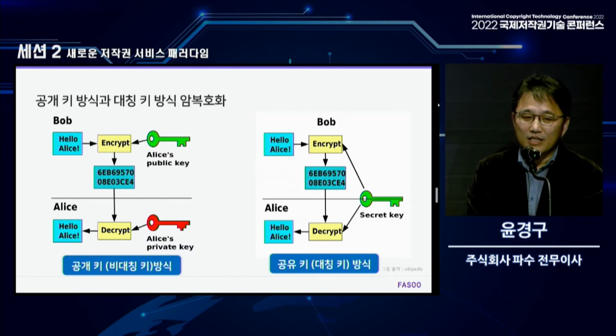And there is a symmetric key. A symmetric key can be used for encryption as well as decryption. There is a big difference between a symmetric key and a public key. The public key is very slow because it requires a large amount of computation.